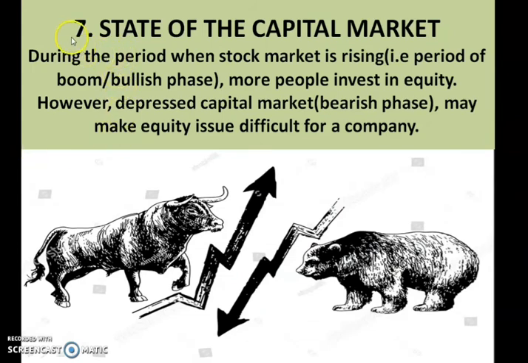The next point is the seventh point, that is state of the capital market. During the period when the stock market is rising, that is the period of boom. Rising means the stock market is showing a good, high trend. In such a case, the market will be known as boom period or bullish period. You can see in this picture a bull with its horn pointed upward. This upward pointed horn represents rising of the market.